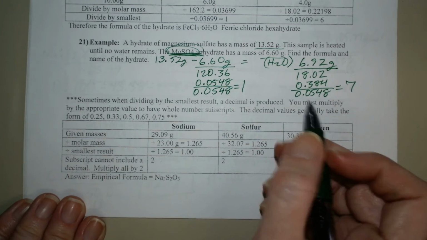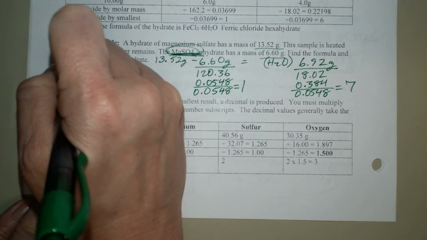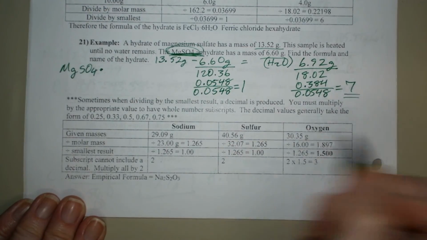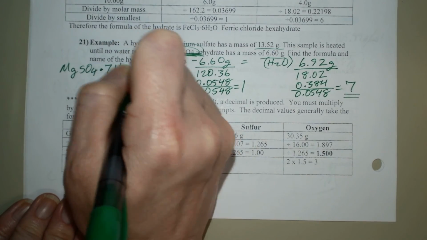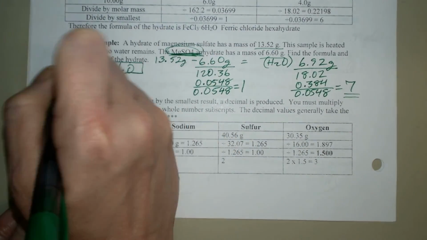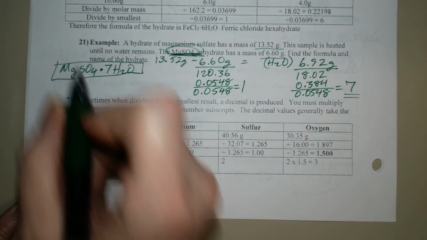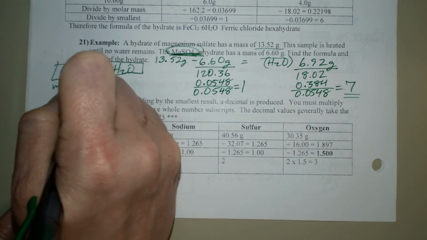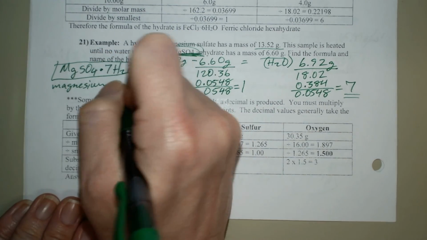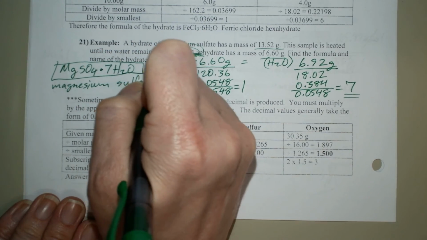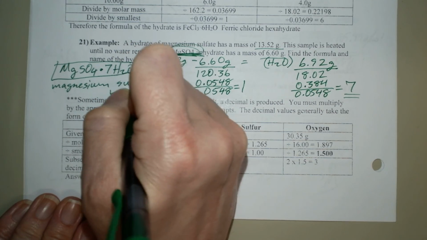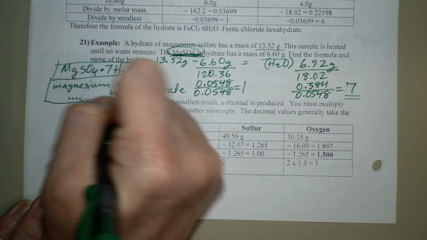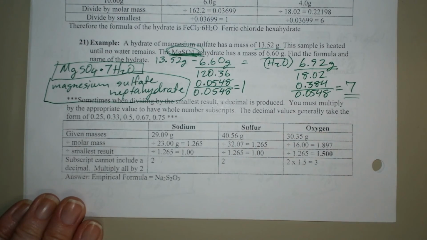All right, so now I know that my formula is MgSO4 dot 7 H2O. So that's the formula. And then what's the name? Magnesium sulfate heptahydrate. There we go, because it asks for the formula and the name.